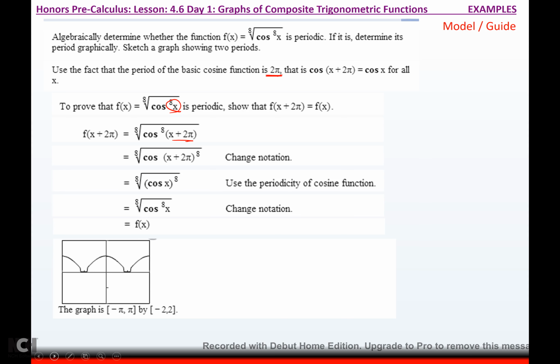And if I draw the graph, they're going from negative pi to pi, so this is 0 and this is pi, and you can tell that it starts repeating. Here's 1 pi, here's 2 pi, so it repeats every pi, so the period of this function is pi.